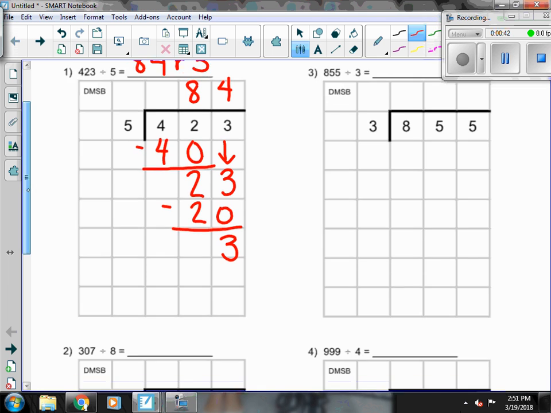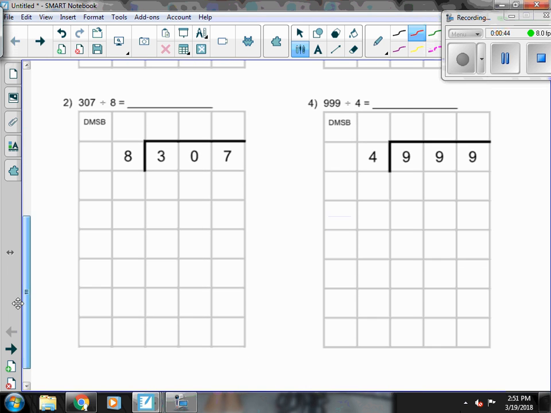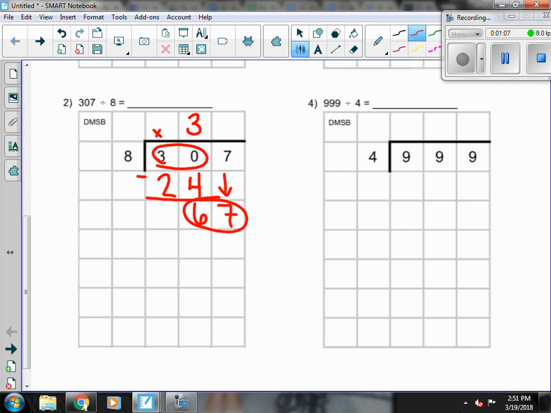For number 2, 8 can't go into 3, so 8 goes into 30 3 times. 3 times 8 was 24. And then I subtract 30 minus 24 is 6. So that's what's left after the tens group. So then I bring down my 7. And I start over with 67.